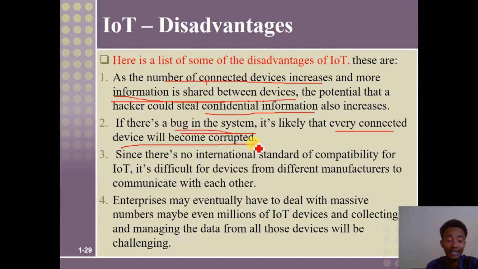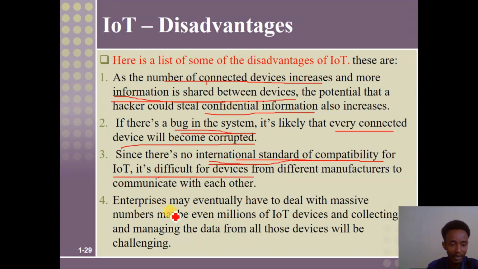The third one: since there is no international standard for compatibility of IoT, different organizations may produce different devices which have no international standard compatibility. So such devices may find it difficult to communicate with each other.